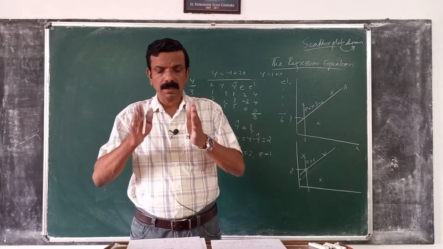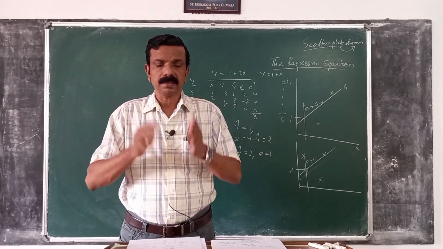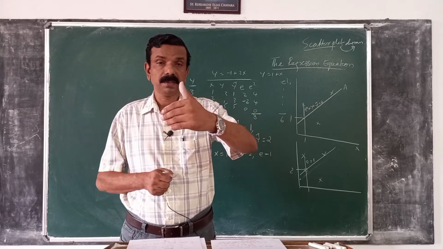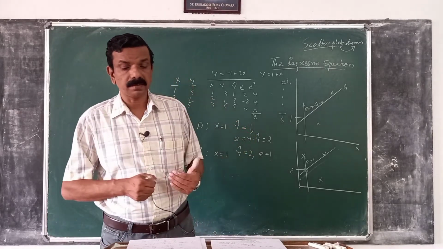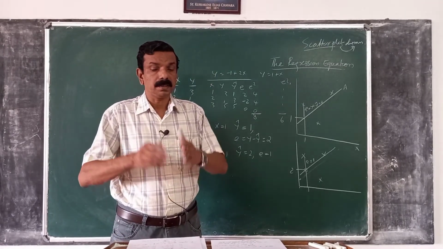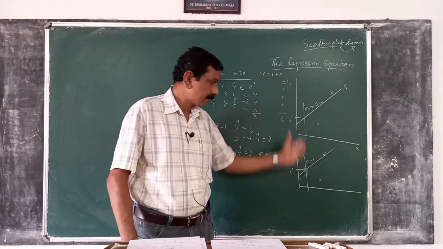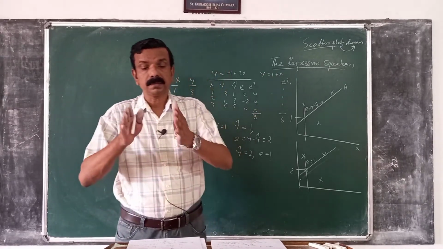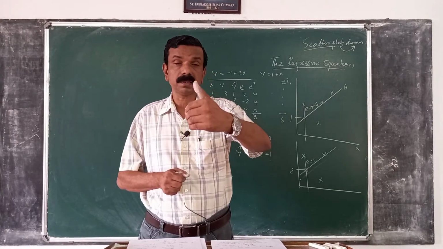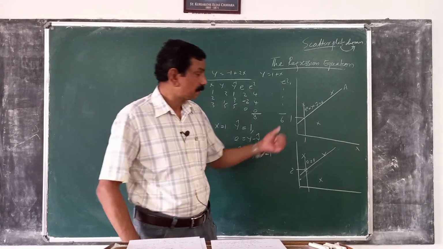Now, among all lines, the least squares criterion is that the line having the smallest sum of squared errors is the one that fits the data well. So, the least squares criterion in the form of a definition is: among all lines, the line having the smallest sum of squared errors is the one that fits the data well.